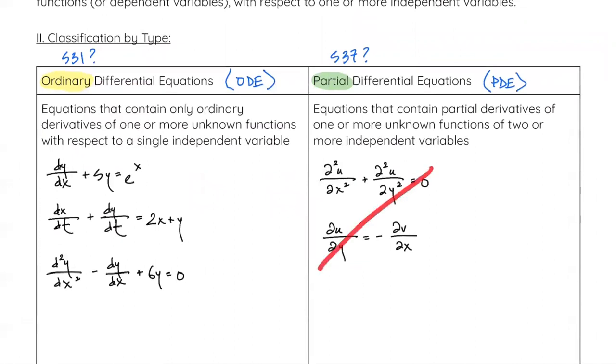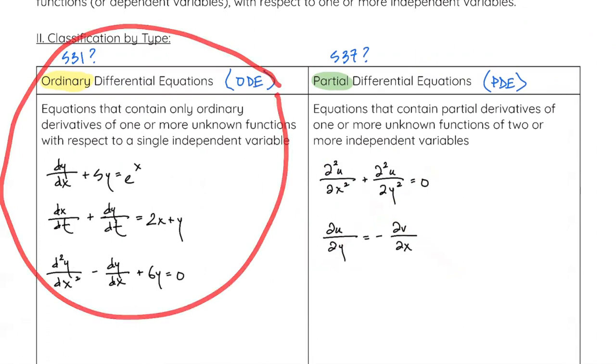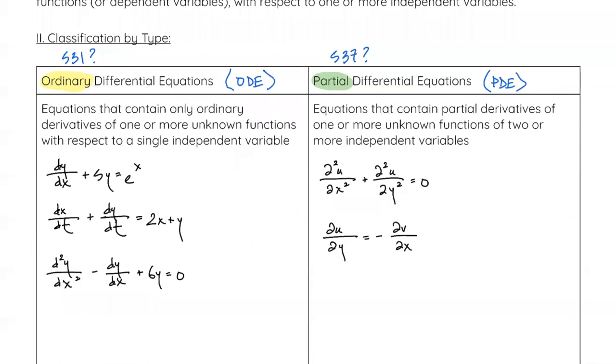But we're not going to worry so much about that, okay? If you are going to be taking partial differential equations, it's really important to brush up on Calc 3 stuff. But we're going to be focusing on the ordinary differential equations, where we'll focus more on Calc 1 and Calc 2 stuff, okay?